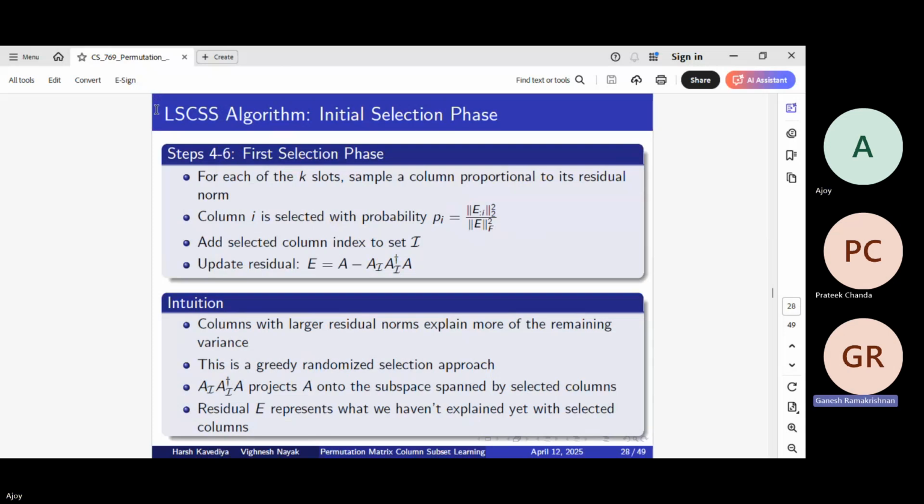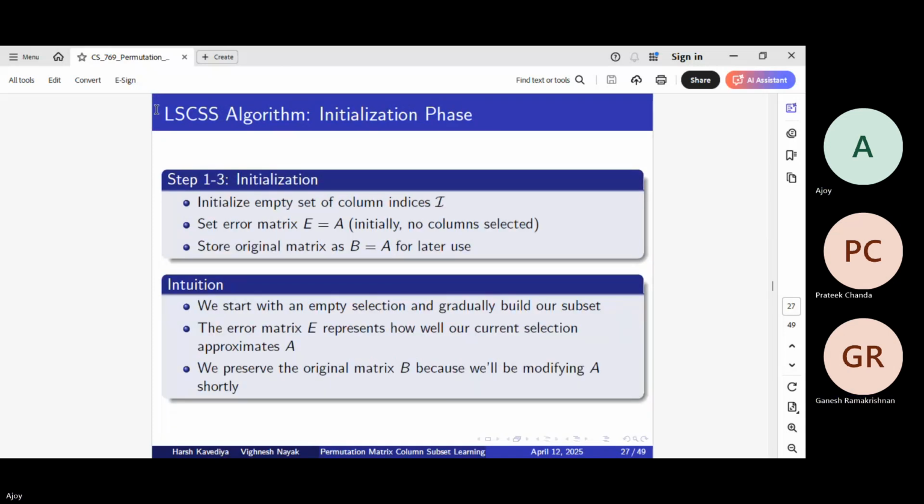Can you go back to the previous slide once more? So you start with an empty set of indices. This matrix is not guaranteed to be square here, right? Yes, the matrix is not guaranteed to be a square matrix.